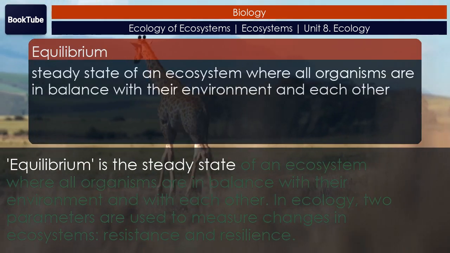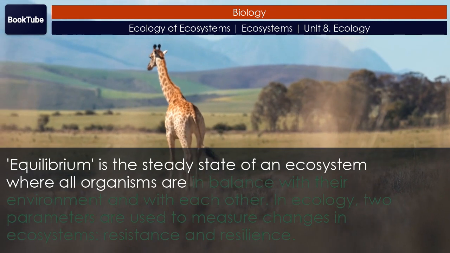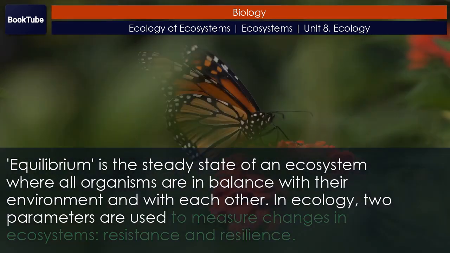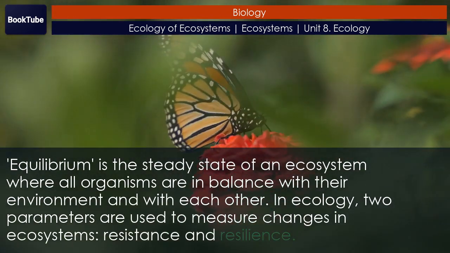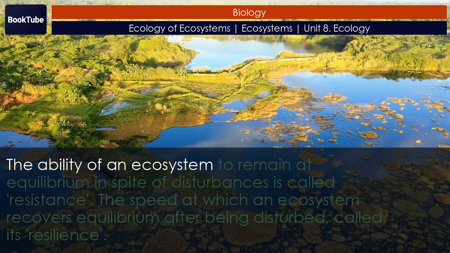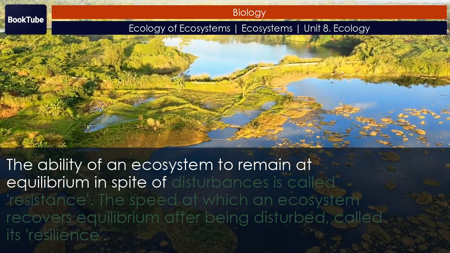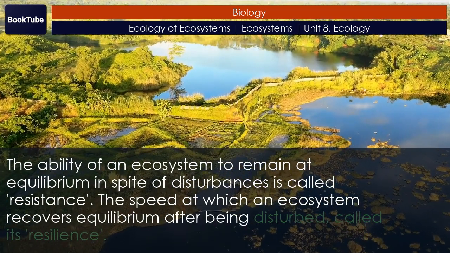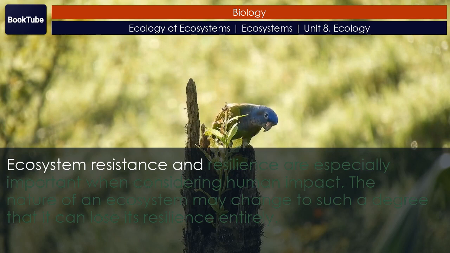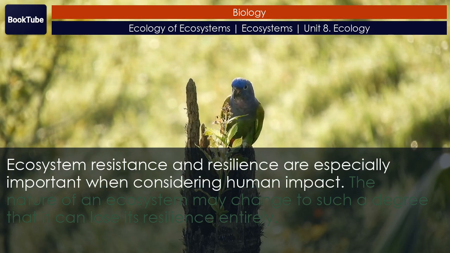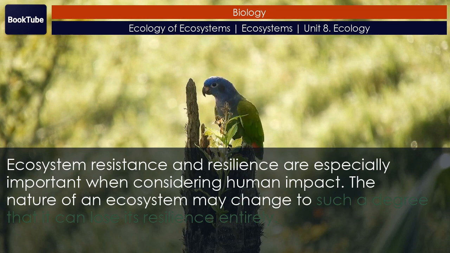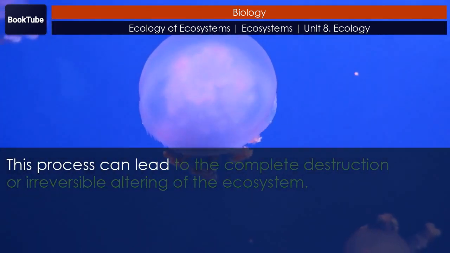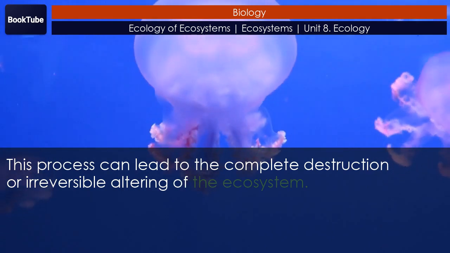Equilibrium is the steady state of an ecosystem where all organisms are in balance with their environment and with each other. In ecology, two parameters are used to measure changes in ecosystems: resistance and resilience. The ability of an ecosystem to remain at equilibrium in spite of disturbances is called resistance. The speed at which an ecosystem recovers equilibrium after being disturbed is called its resilience. Ecosystem resistance and resilience are especially important when considering human impact. The nature of an ecosystem may change to such a degree that it can lose its resilience entirely. This process can lead to the complete destruction or irreversible altering of the ecosystem.